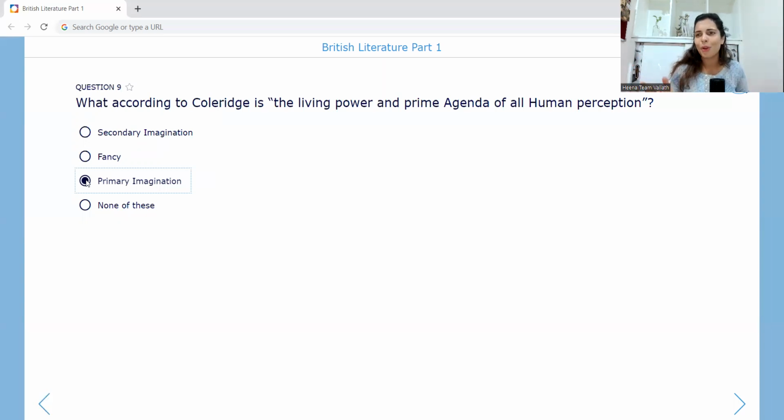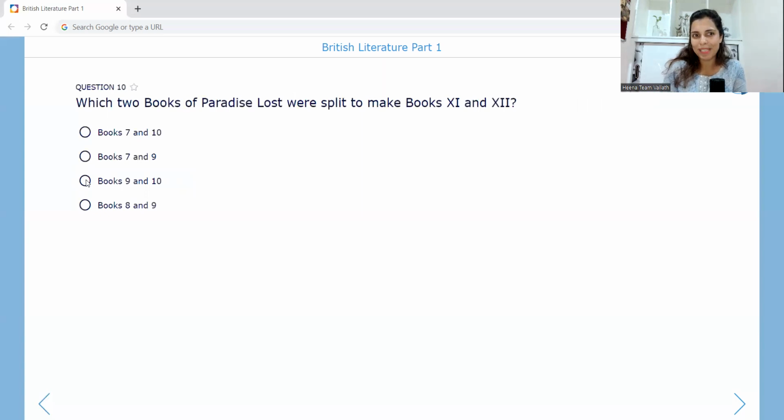Primary imagination, according to Coleridge, is the living power and the primary agent, whereas the secondary imagination is the echo of the primary imagination. Did you understand? Which means it is primary imagination, but with its limitations. Okay? This takes us to question number 10.